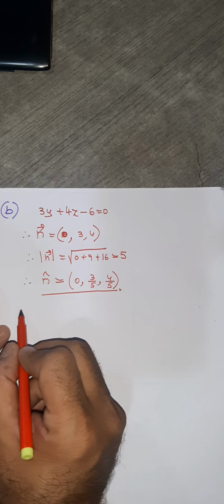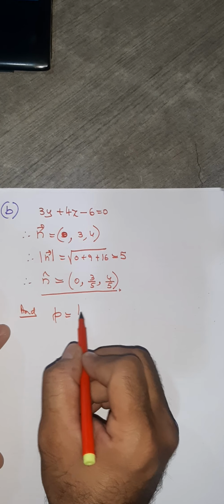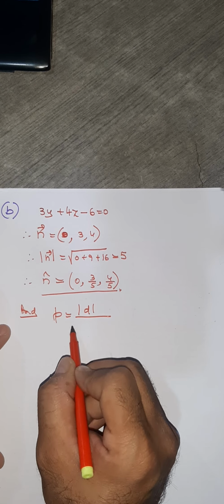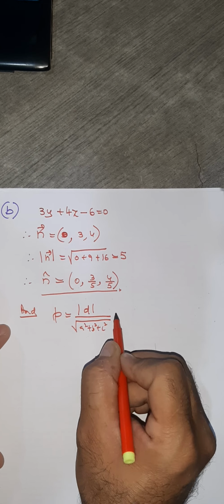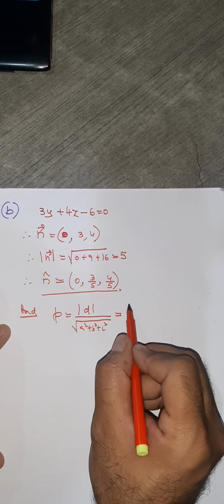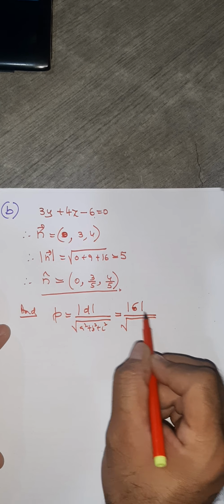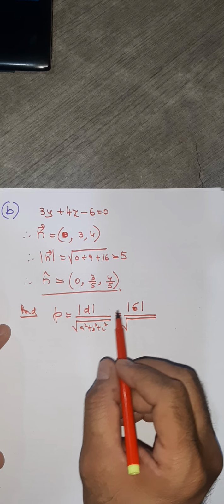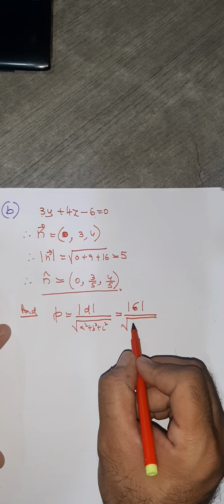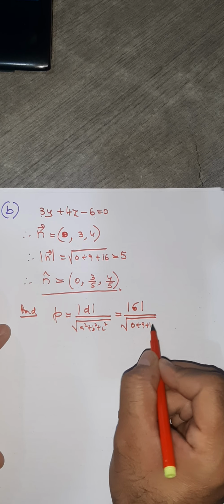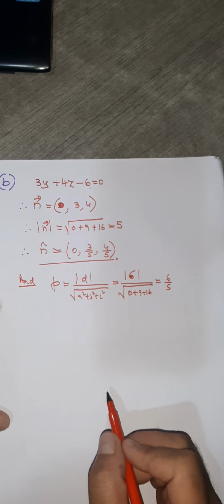That's n cap. And small p you can get by that formula also, as I mentioned, if you remember: modulus d upon root of a square plus b square plus c square. Modulus d means modulus of 6, which is 6 upon, what is this? This is nothing but 0 plus 9 plus 16, which in turn is 5, so it is just 6 by 5.